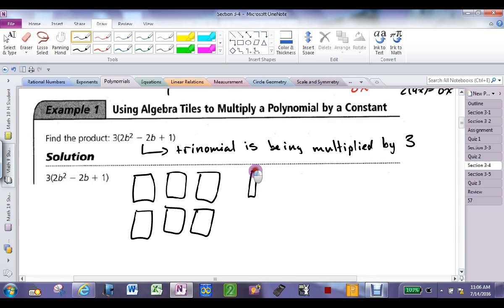Then I've got to draw negative 2b. How many of them do I need? 3 of them. There's 1, 2, 3. Then I've got to draw 1. How many of them are there? 3. There's 1 of them, 2, 3. So what's my answer?